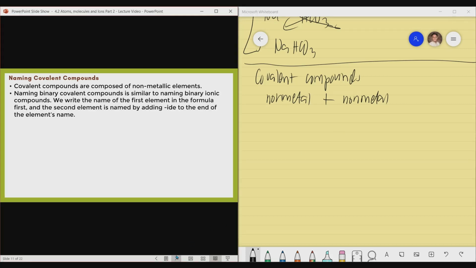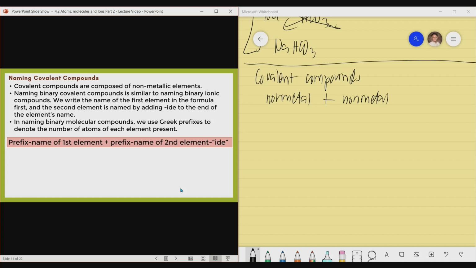Okay? Now, naming binary covalent compounds is similar to naming binary ionic compounds. We simply write the name of the first element in the formula first and the second element with the name adding IDE. Napakadali lang. Parang tulad lang siya ng binary ionic compounds. In naming binary molecular compounds, we use Greek prefixes to denote the number of atoms of each element. So medyo may tweak lang ang differences.